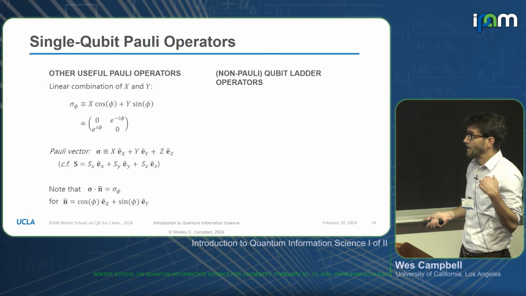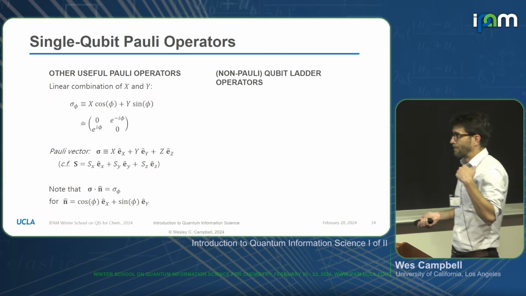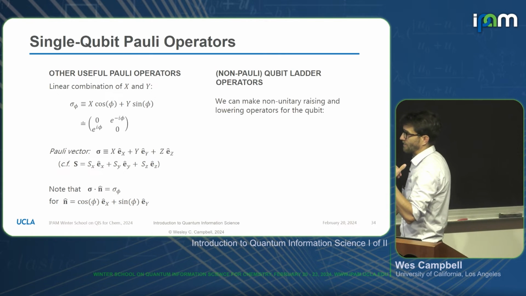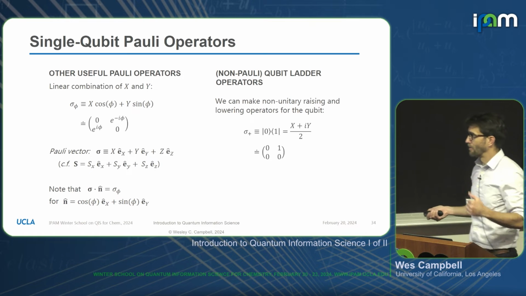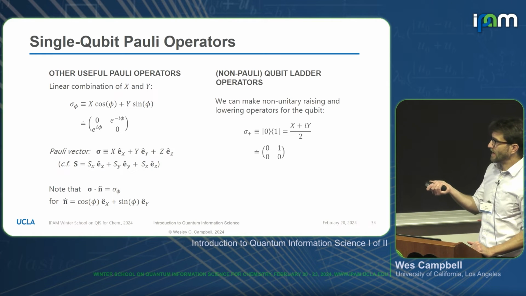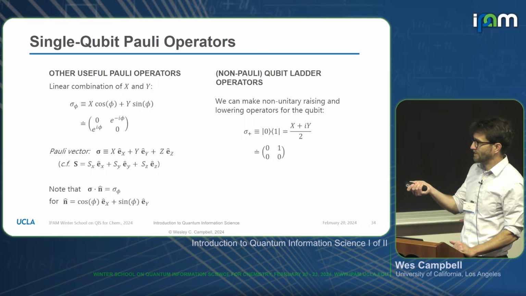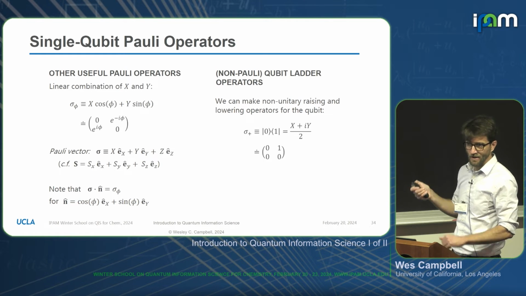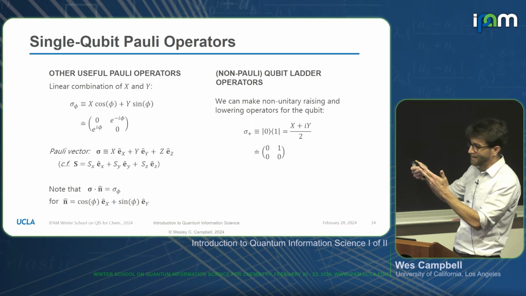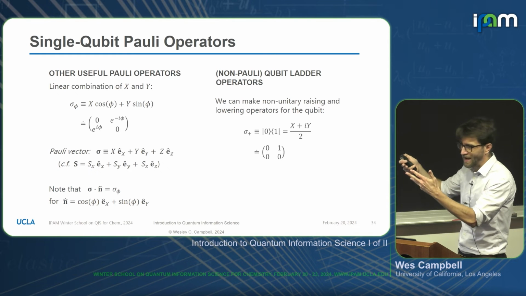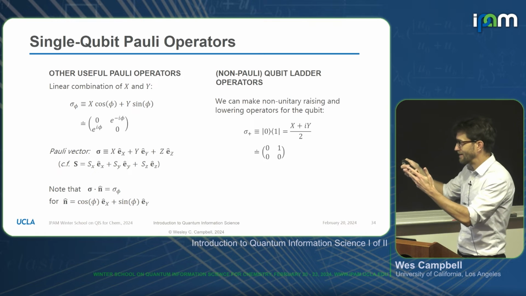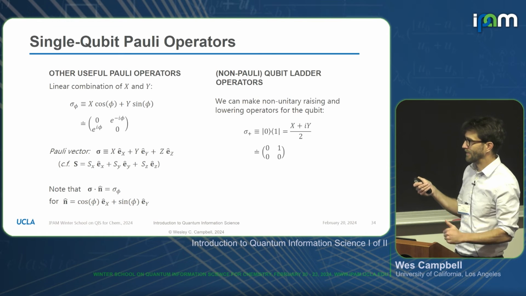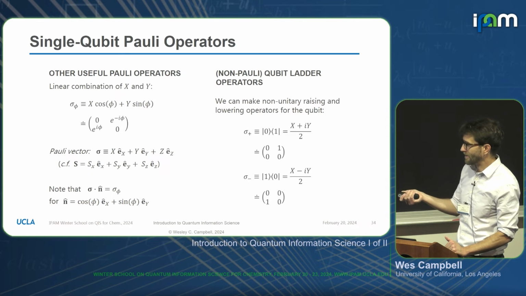All right? There are also ladder operators, just like we did with spin. Okay, we can make non-unitary raising and lowering operators for the qubit. So X plus iY over 2 is basically an operator that takes you from the 1 eigenstate to the 0 eigenstate, which we called raising. Remember, 0 is the positive valued eigenstate of the Z operator. Okay, the lowering operator is just X minus iY over 2. Okay, in terms of matrix forms, these are like this.